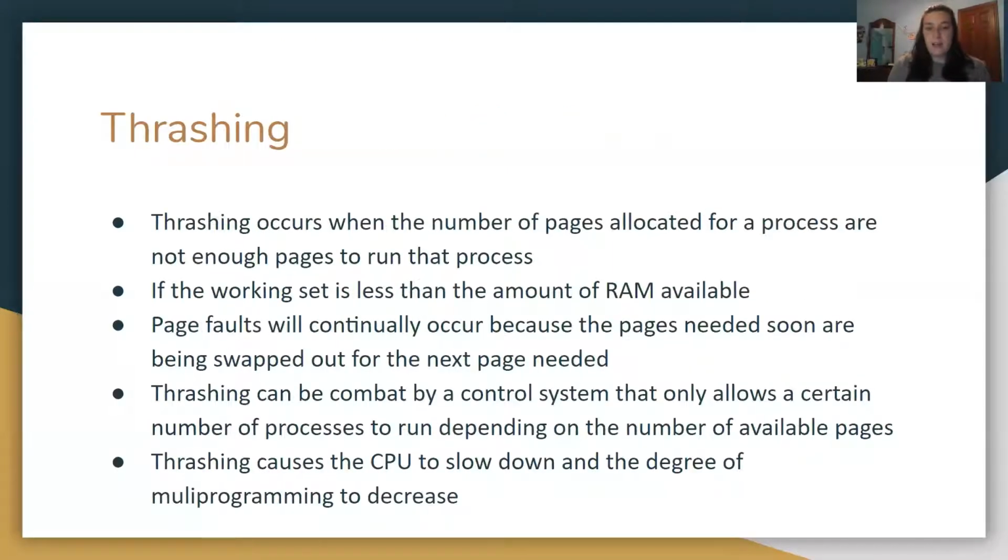Thrashing is something that can occur when using virtual memory, and it occurs when the number of pages allocated for a process are not enough pages to run that process. So if you need 5 pages to run a certain process, then if you only have 3, then it will constantly be trying to enter all 5 pages at the same time, which cannot happen. So this happens, like I said, if the working set is less than the amount of RAM that's available. Page faults will continually occur because the pages needed are swapped out, and then once they're swapped in, then one of the other pages that's needed next will be out, so it'll page fault after that, and this slows down the CPU exponentially.